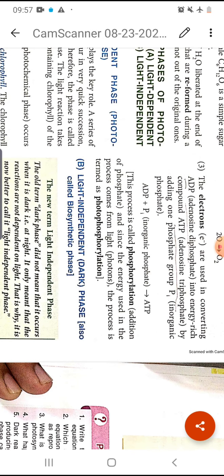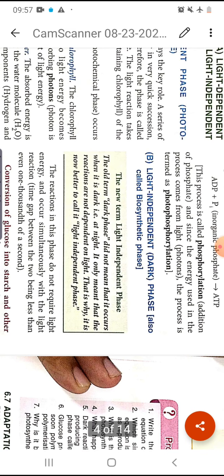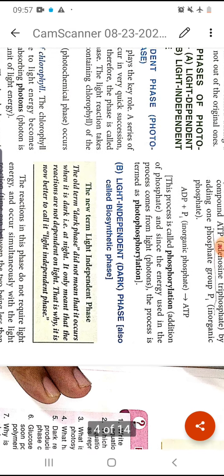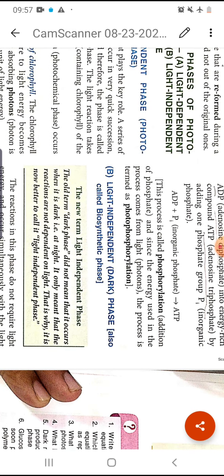So this process is known as phosphorylation. Phosphorylation means addition of one phosphate group. So ADP, diphosphate, plus Pi, that means we are adding one more phosphate so that it can form ATP, that is adenosine triphosphate. Okay, as this occurs with the help of light, this is photophosphorylation. One is photolysis and one is photophosphorylation. So this is the light dependent phase.